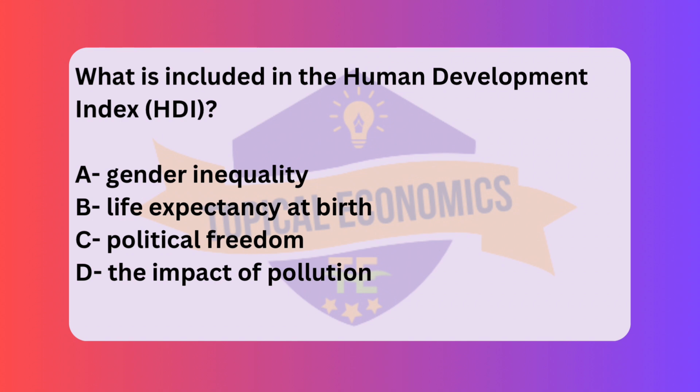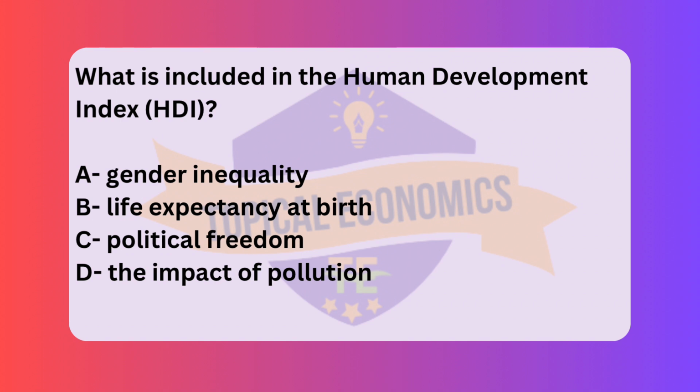Lastly, option D. The impact of pollution is also incorrect. The HDI does not directly account for the impact of pollution or environmental factors. While pollution and environmental degradation can influence the standard of living, these factors are not included in the HDI calculation. Environmental concerns may be addressed through other indicators, but HDI does not explicitly measure them.